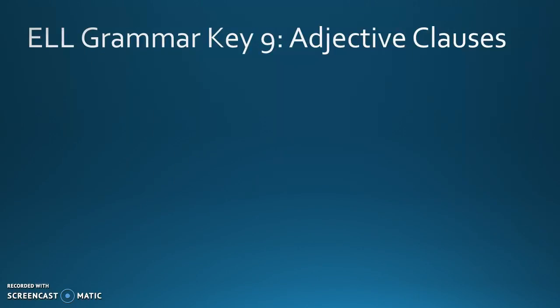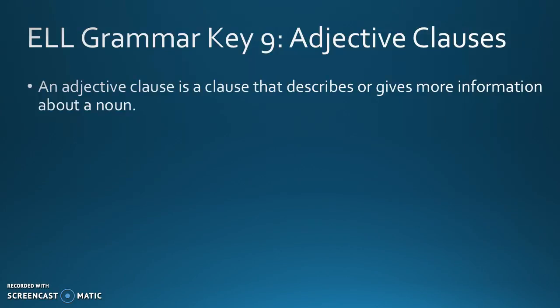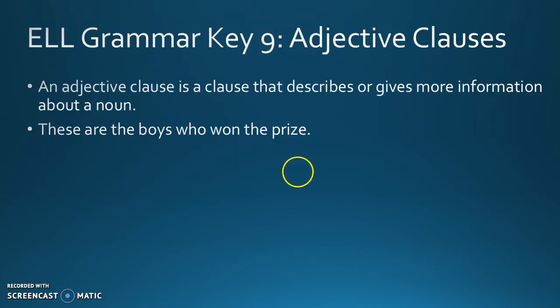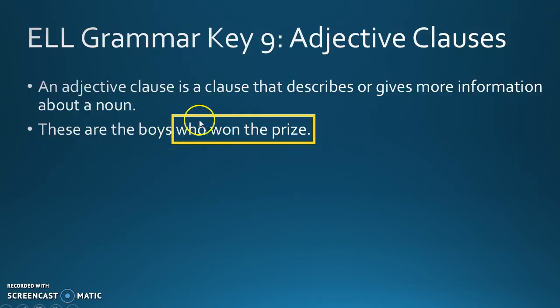The other topic that the chapter talks about is adjective clauses. We have that an adjective clause is a clause that describes or gives more information about a noun. So look at the example. These are the boys who won the prize. Okay? I want to specify, or I want to make it clear who these boys are. So I'm going to use the adjective clause. These are the boys. Which boys? The ones who won the prize.